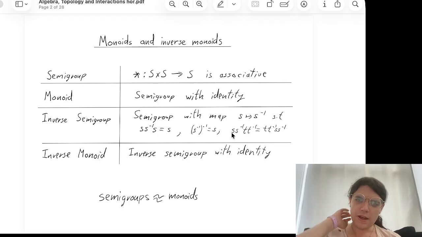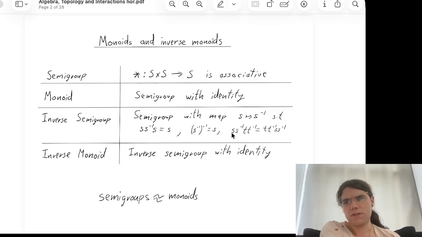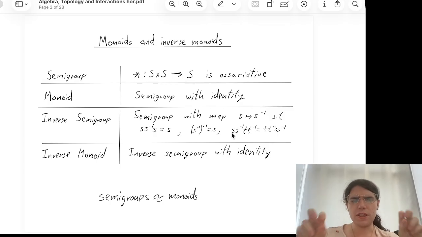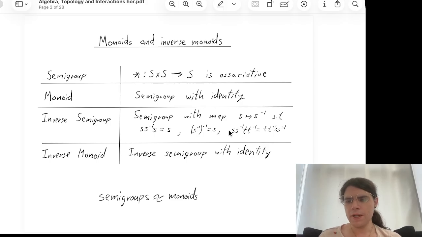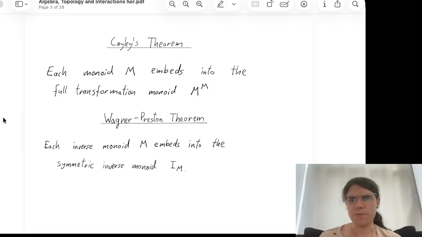So the idea is that SS inverse and TT inverse, for various S and T in our semigroup, are thought of as local identities. And these identities commute with each other. So you think of the idempotents of an inverse semigroup as sort of partial identity functions, and this is the vibe that we'll go with. An inverse monoid is just a monoid with inverses. So it's an inverse semigroup which has an identity. So semigroups and monoids are basically the same thing for my purposes.